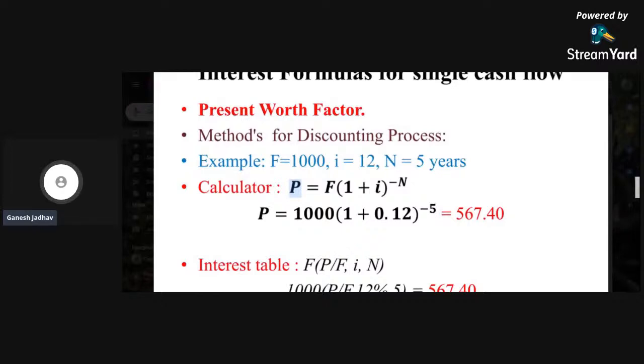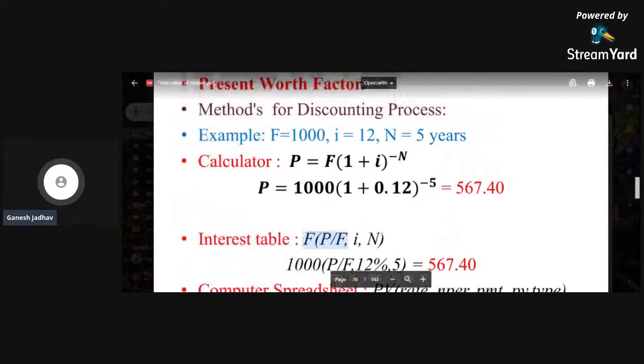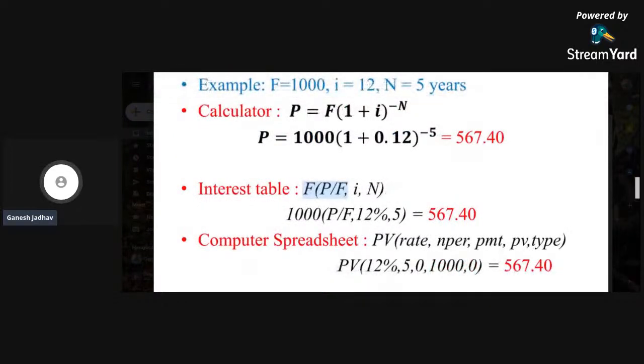So P is equal to 1000. What is 1000? That is your future value. 1000 in bracket 1 plus 0.12 raised to minus 5. Why is this minus 5? Because you have to calculate the value of P. In the interest table, this is the factor, the present worth factor, then this is the i and n. So the value of F is 1000, then the present worth factor, then 12% and then 5. You have to calculate this particular value of P.